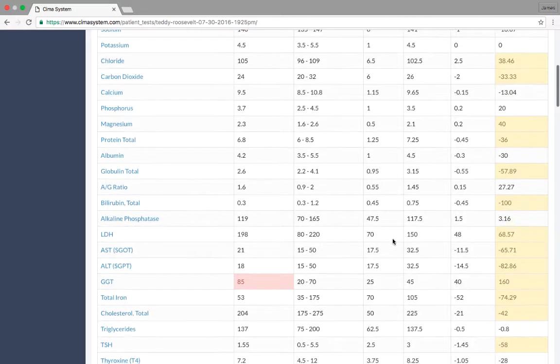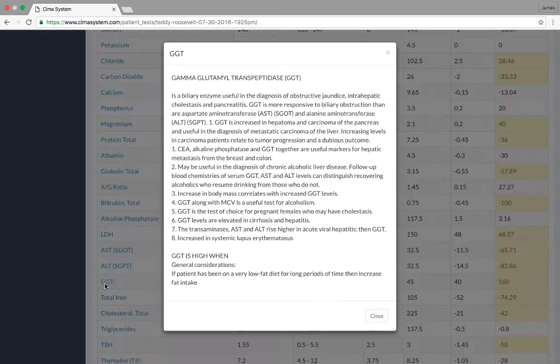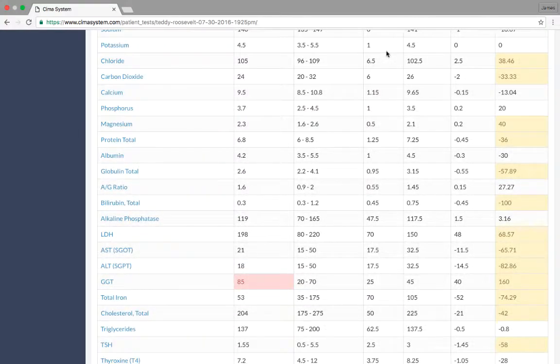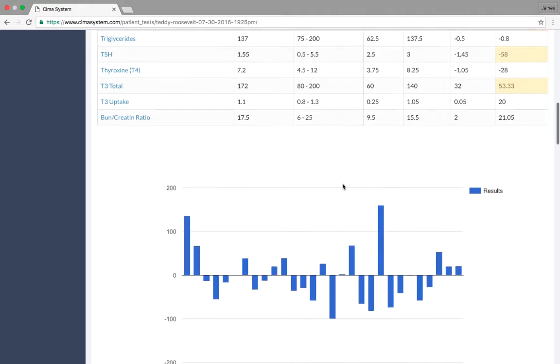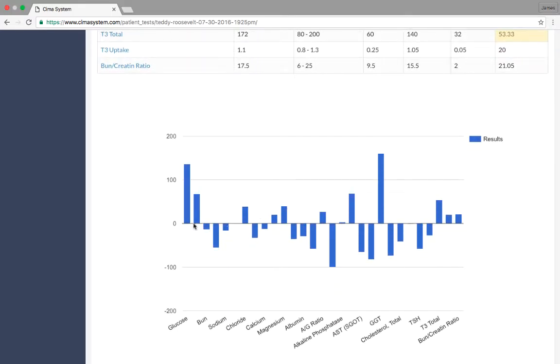When we scroll down, you can literally say, well, alkaline phosphatase, a GGT, what's that? Well, you click on GGT and it'll tell you what's going on. So this is an educational tool as well as a diagnostic tool. As we continue to scroll down, we're going to see a bar graph. And this bar graph will give us a snapshot of metabolically what's going on with the patient. Is this person's metabolic engine compromised? Is it slow? Is it fast? What's going on? In this particular case, it looks like Teddy's metabolism is slow.